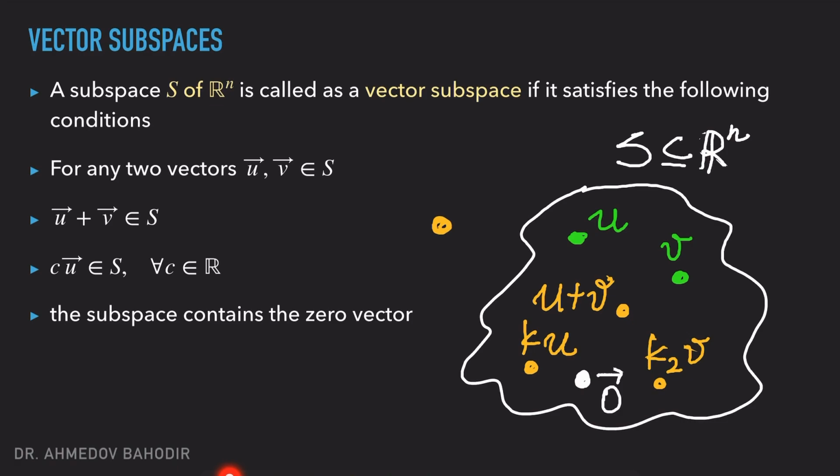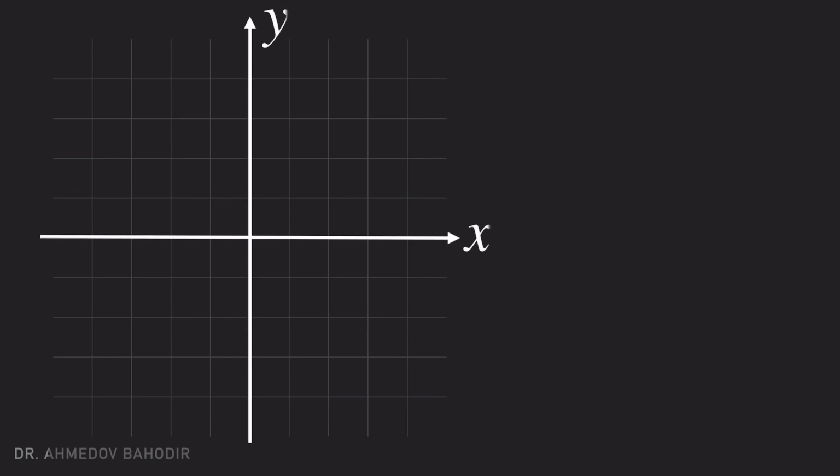So let's give an example of a vector subspace in R2. Let's say we're given the two-dimensional space, which contains all of the vectors with two components. I would like to draw a line passing through the origin, the standard and most popular line, y equals x. I would like to understand whether this is a vector subspace or not. Let me define the subspace.